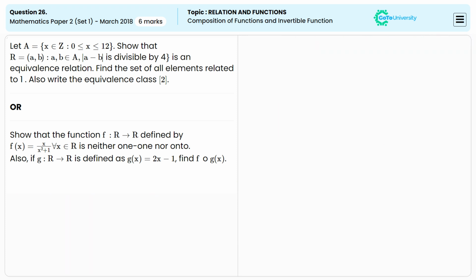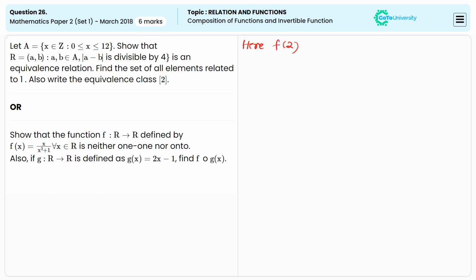Show that the function f, which is defined from real numbers to real numbers by f of x equal to x divided by x square plus 1 for all x belonging to real numbers, is neither 1 to 1 nor onto. Also, if another function g is defined from real numbers to real numbers such that g of x is equal to 2x minus 1, find f of g of x. So to show that it is not onto as well as not 1 to 1, we just need some example. So let us take this particular example.